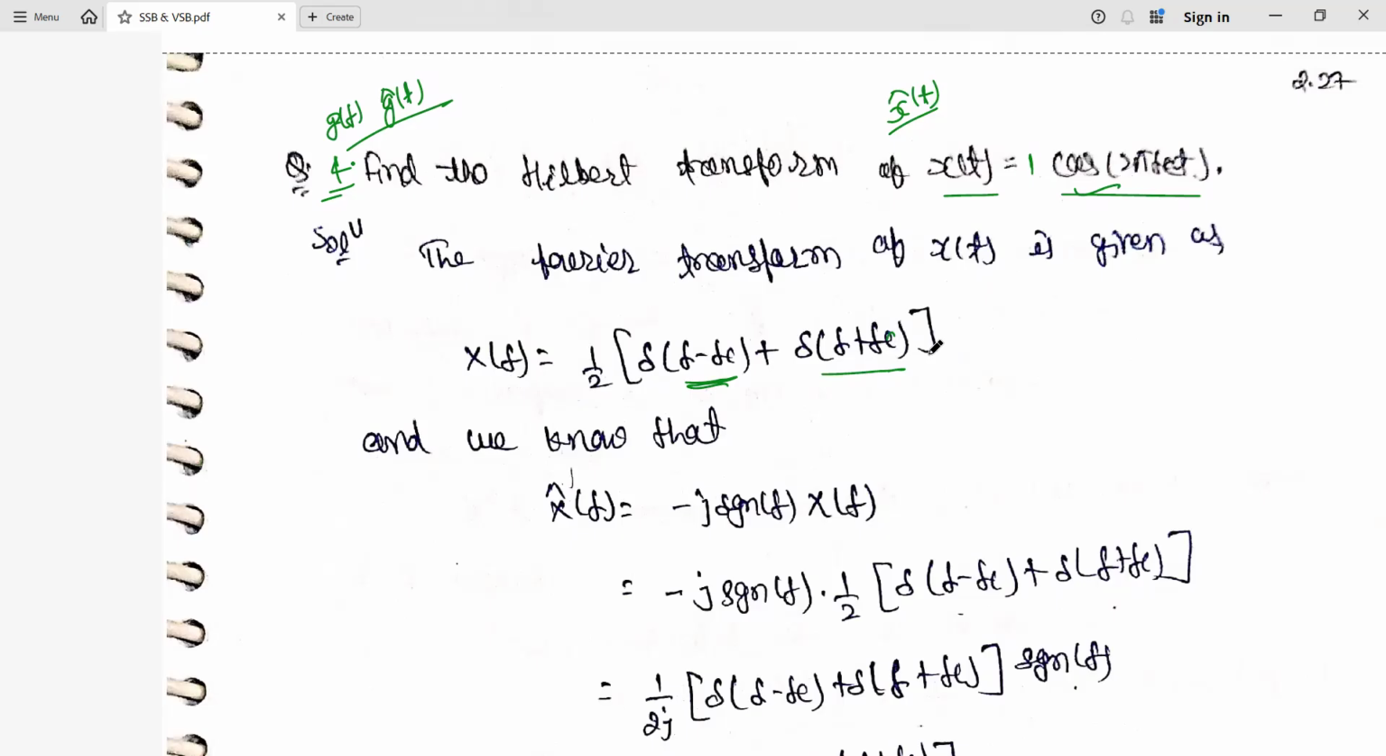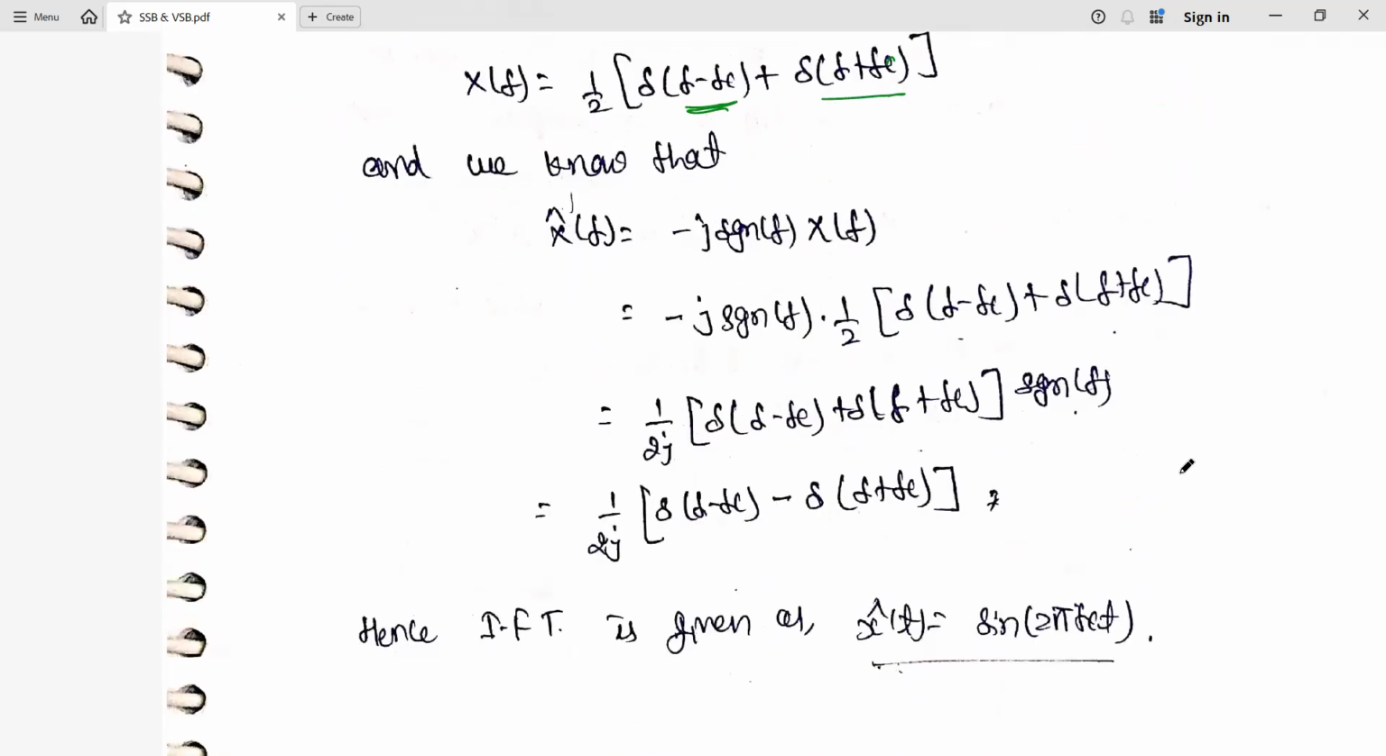Now we have seen earlier how to find the Hilbert transform. That is the pair of the Hilbert transform. For that, the Fourier transform is obtained by multiplying the Fourier transform of the given function with the signum function. So what is the signum function value? It is +1 for frequency greater than 0, it is 0 for f equal to 0, and it is -1 for f less than 0. So it is multiplied by the signum function to obtain the Fourier transform of the Hilbert transform pair.